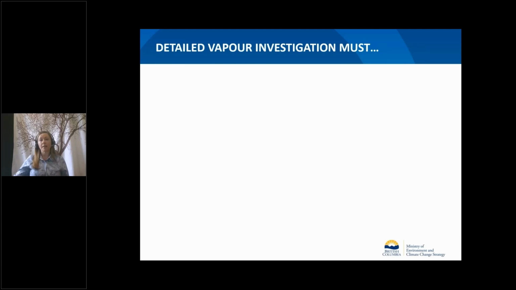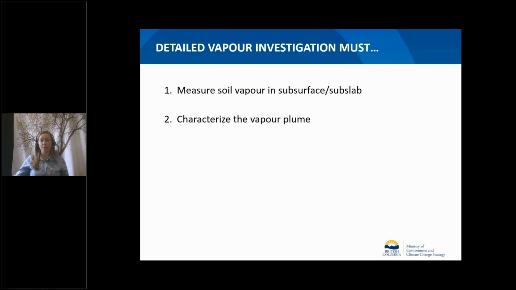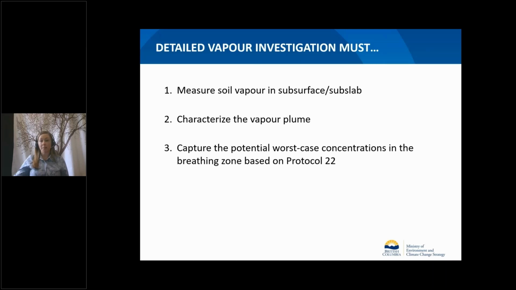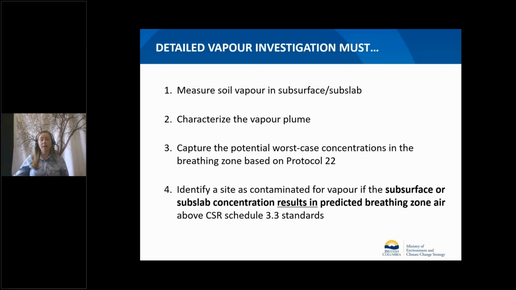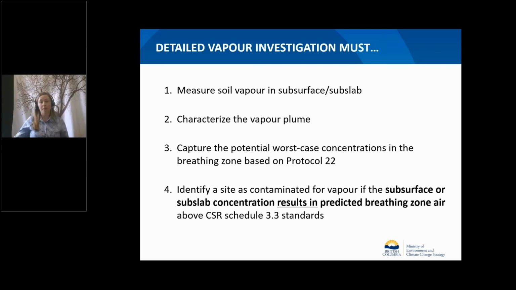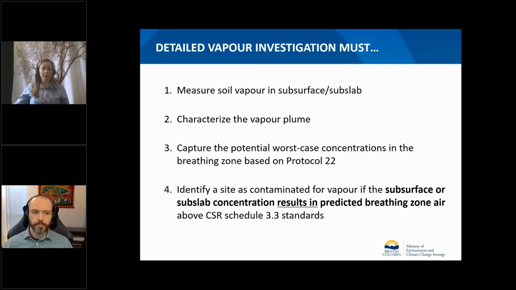So as a summary, the detailed vapor investigation must measure soil vapor in the subsurface or subslab. It must characterize the vapor plume and demonstrate that vapor concentrations are stable or shrinking if applying for a certificate of compliance. It must, based on subsurface or subslab data, capture the potential worst-case vapor concentration for the breathing zone following Protocol 22 for use of attenuation factors. And finally, the investigation must identify a site as contaminated for vapor if the subsurface or subslab data results in a predicted breathing zone concentration above the Schedule 3.3 standards.